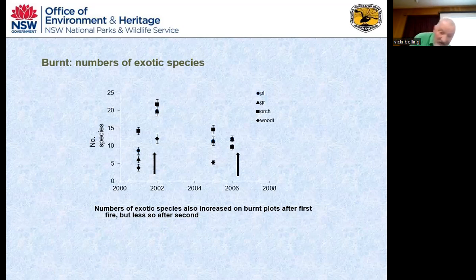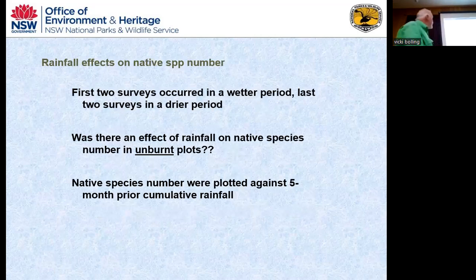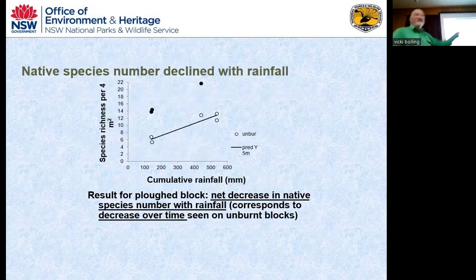Okay, so there is some sort of benefit to the burning, but the native species dropped over the series over the time of the fire. And in fact, what had happened was when we started the experiment, it was wetter than when we finished. And so in fact, the number of species on all of those blocks declined with rainfall. So when you plot the number of species with the rainfall, then as rainfall decreases, the number of species decreases, and as rainfall increases, you'd expect the number of species to go back up.